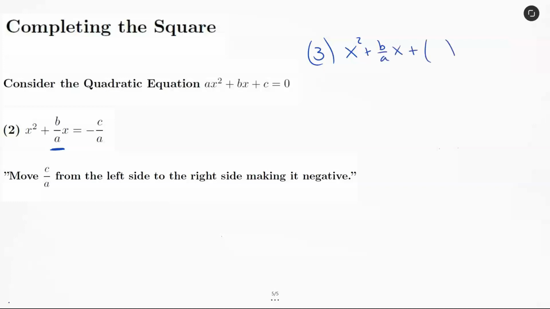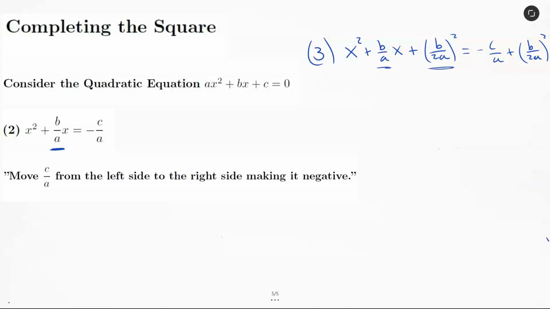Then we're going to add a term to each side, and it's going to be a square term. We take the coefficient of x, b over a, and we cut it in half, which means b over 2a. And we square it and add it to both sides. The more times you do this, the more times you'll write it down, it'll begin to flow. That is step 3. So the mantra for step 3 is take the coefficient of x and cut it in half. Square the result and add it to both sides.